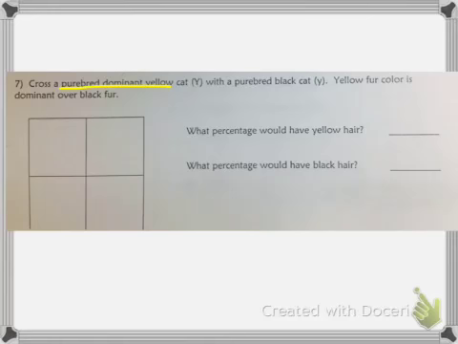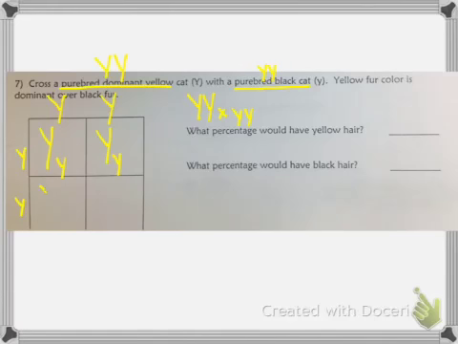But we have a purebred dominant yellow cat, so purebred means the same, dominant is going to be 2 capital Y's. So I'm going to write that over the statement. And then we have a purebred black cat, and black would be recessive, so it'll be 2 lowercase y's. And so I have purebred dominant, and I'm crossing it with a purebred recessive. And so my Punnett square will look like this.